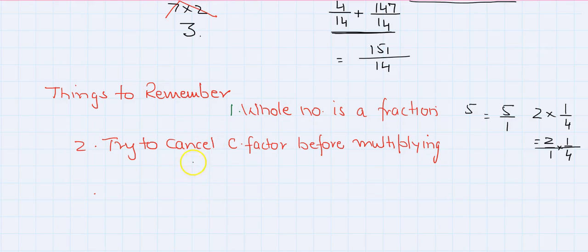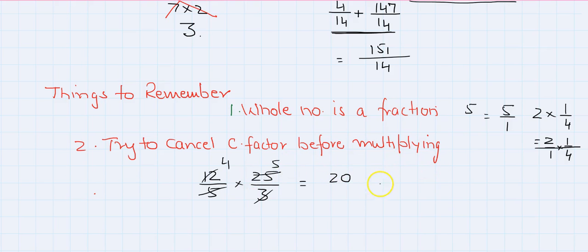Second thing is, if the factors have a common factor, your fraction is having a common factor. For example, if you have 12 over 5 multiply 25 over 3. Instead of multiplying this, you try to cancel. 3 times 4 is 12 and 5 times 5 is 25. So your answer will be 20.